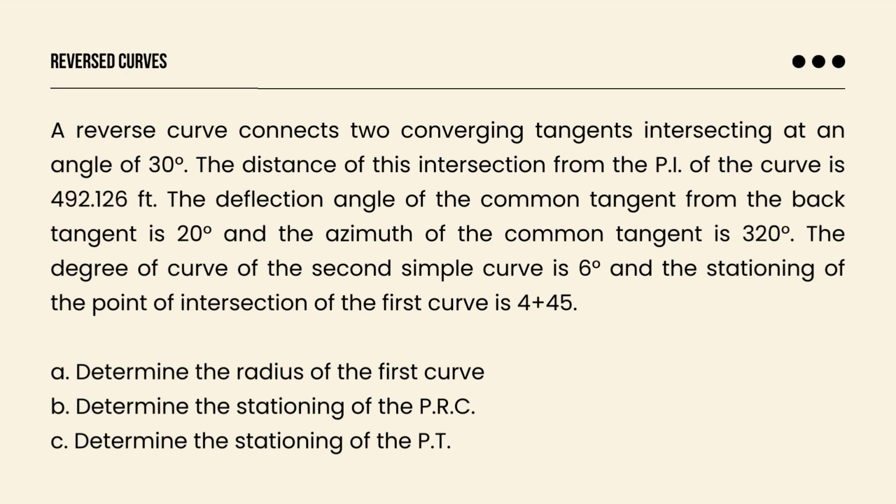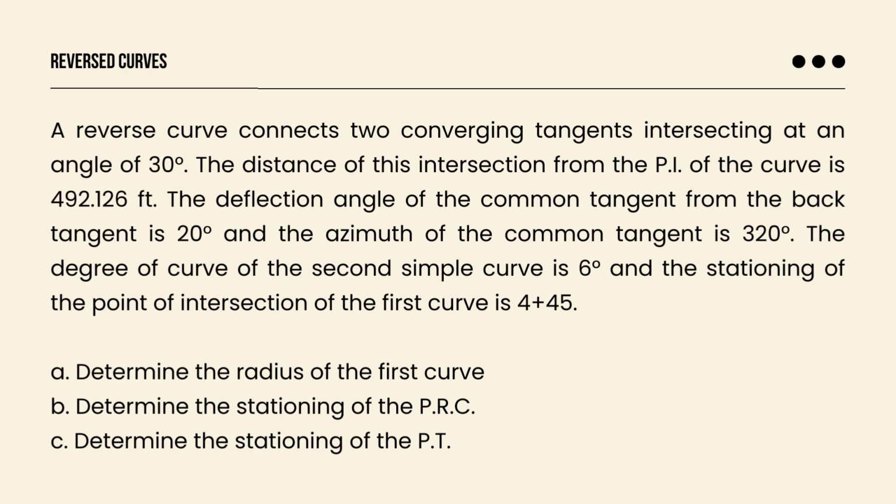Next, let's solve the same problem, but this time using the English system of measurement. So, converting the values into the English system, our problem would read as: a reverse curve connects two converging tangents intersecting at an angle of 30 degrees. The distance of this intersection from the PI of the curve is 492.126 feet. The deflection angle of the common tangent from the back tangent is 20 degrees, and the azimuth of the common tangent is 320 degrees.